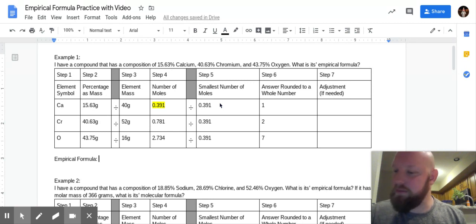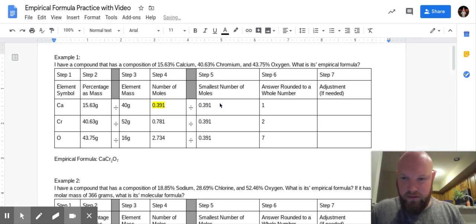So I'm going to take that empirical formula. I'm just going to assign it. So I'm going to have Ca. I don't have to write a 1. Cr2, O7. Okay, I'm just pulling those numbers from there.